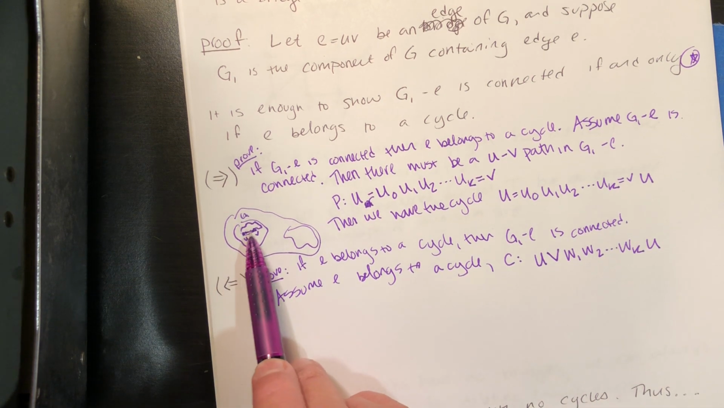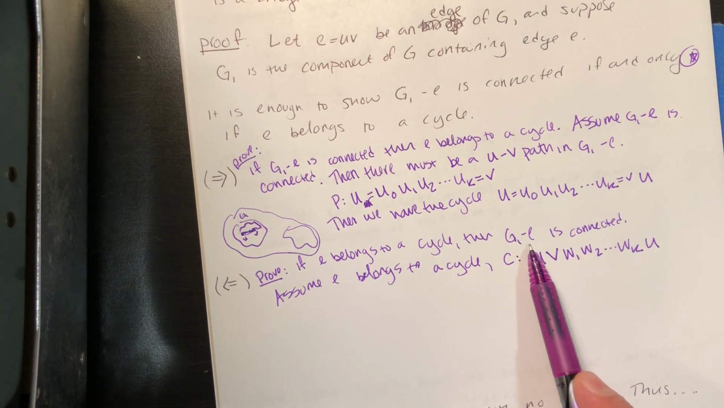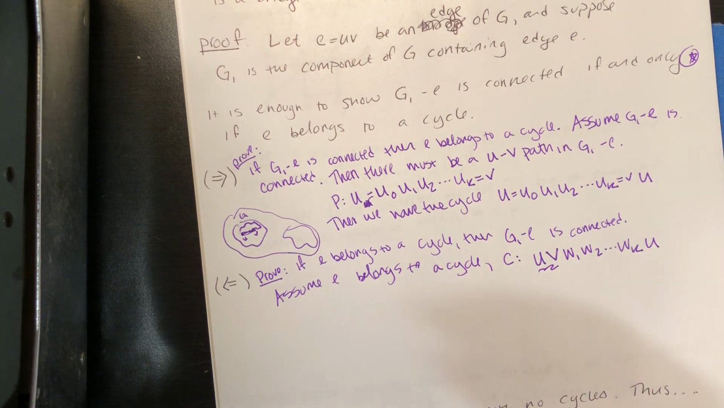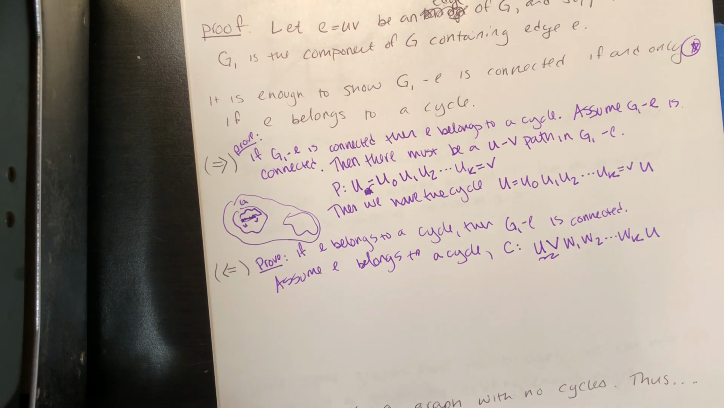So essentially you go from U to V to somewhere else. This has to be the case if E belongs to a cycle. We can write that cycle by listing it first, starting at UV. All right, now we need to prove that G1 minus E is connected.